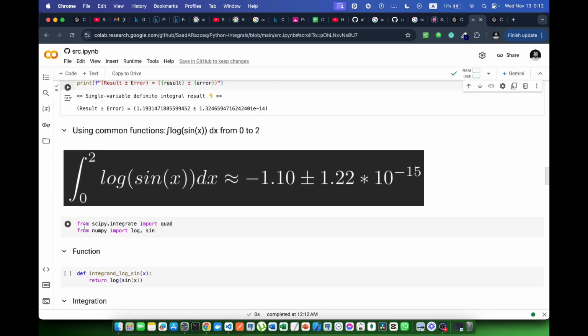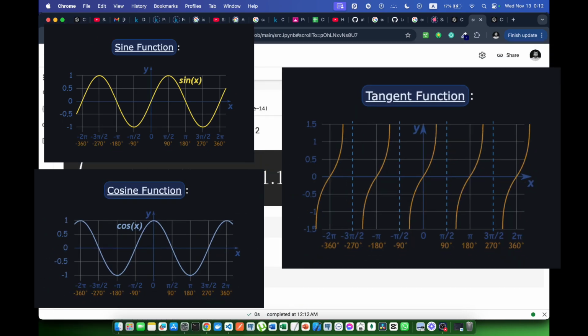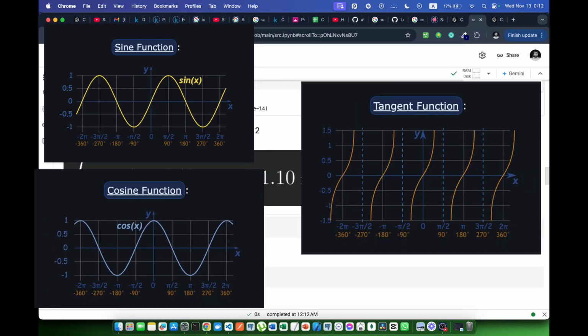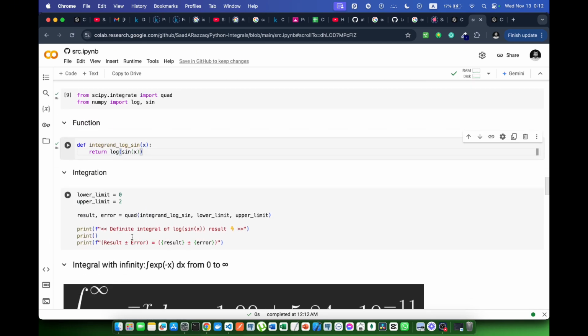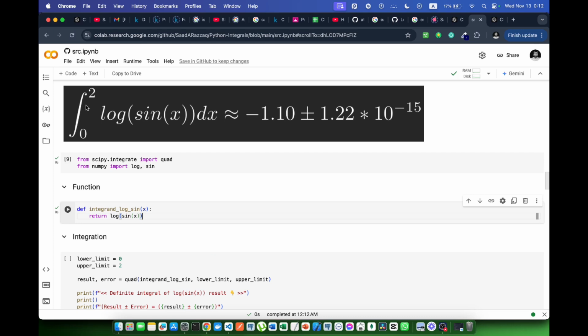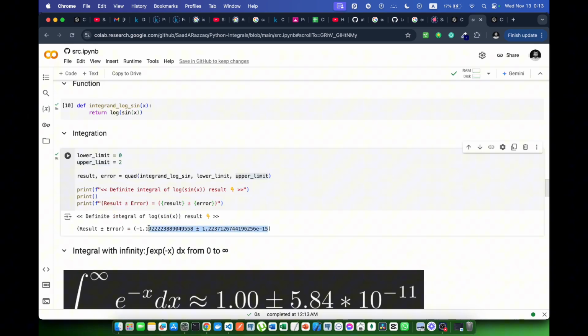Coming down to the next problem, using common functions. Common functions mean logarithmic, sine functions, these types of functions. Log into sine of x. So basically this is the function. Perform integration. As we know, the lower limit is 0, upper limit is 2, and the result is this. Integration is basically function, lower limit, upper limit. Let's run it. The answer is correct.